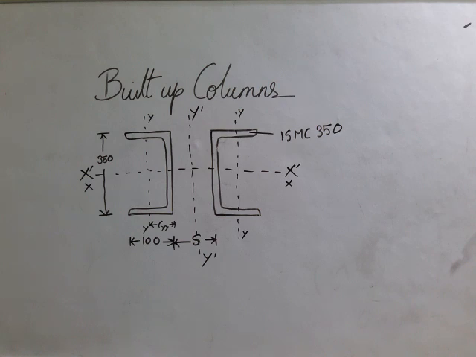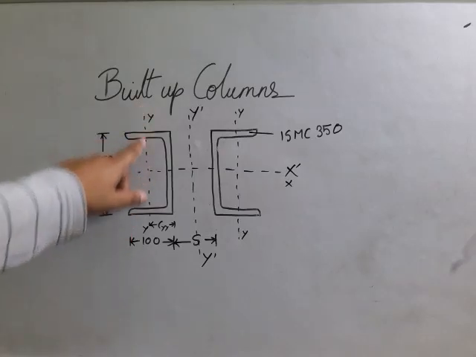Now the spacing between the back parts of the channel sections is termed as S. We should also see here that if we look into the individual channel sections, suppose there are two channel sections here, then this single channel section has its own y-axis.